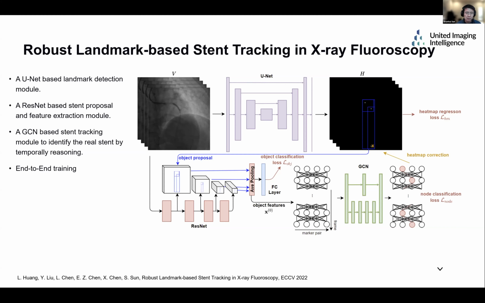the stent. And those markers can be overlaid with other organs, such as the lung, the diaphragm, the heart shadow, or the bone, like the rib. And robust detection is quite challenging. What we do is a tracking-based method. We come up with an end-to-end solution.